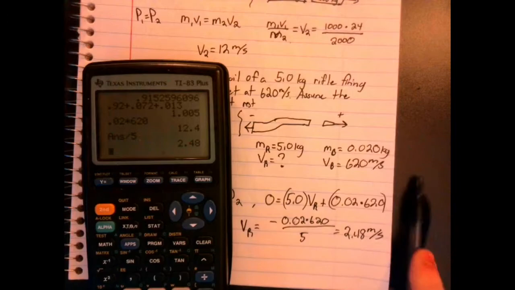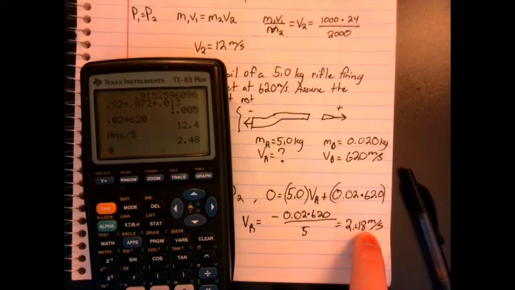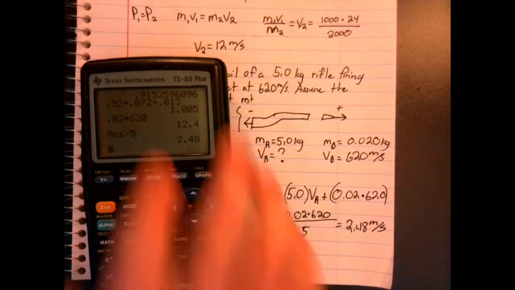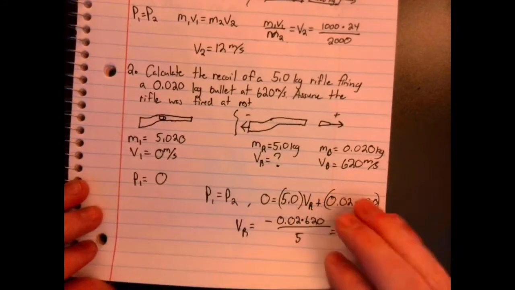So even though the bullet's fired at a very, very high speed, because the rifle is so much larger, we get a much, much smaller kickback coming from that rifle. Okay, now we can move on to the tough problem, the one that's actually going to be quite a bit more difficult. This is our spaceship problem.